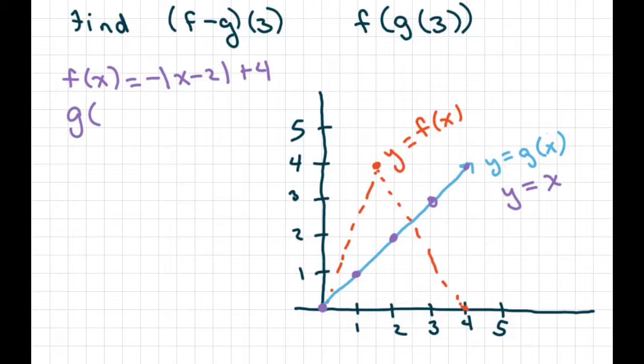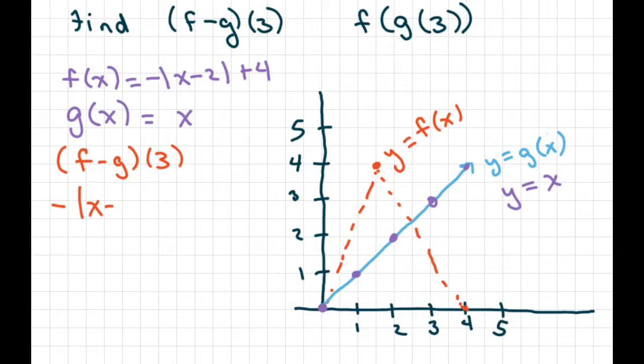So we have our two functions now. Our g of x equals x. So if we subtract these, we get f minus g of 3. So let's just subtract it like this and not make that much of a big deal about it. Now we're going to plug in 3 everywhere. So get negative, and this should have been absolute value, so make it straight. Everywhere there's an x, we're going to put 3.